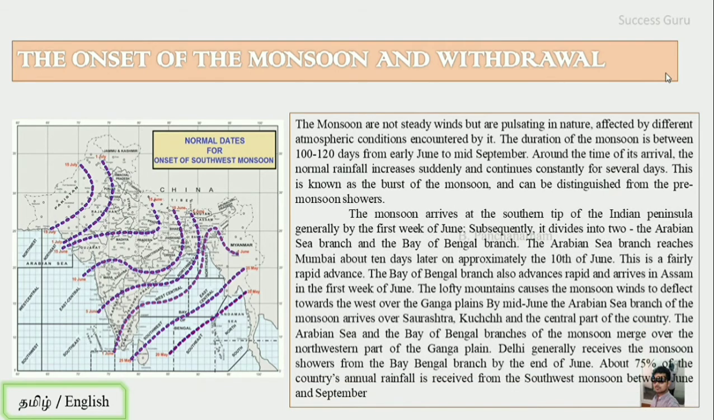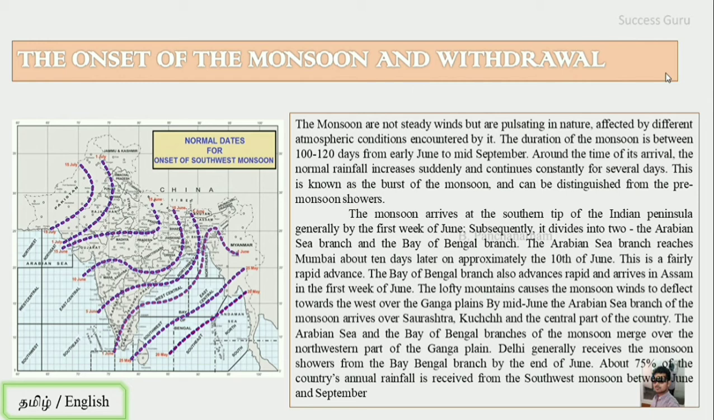The monsoon arrives at the southern tip of the Indian peninsula generally by the first week of June, and subsequently it divides into two, the Arabian Sea branch and the Bay of Bengal branch. The Arabian Sea branch reaches Mumbai about 10 days later, approximately on the 10th of June, and this is a fairly rapid advance, whereas the Bay of Bengal branch also advances rapidly and arrives in Assam in the first week of June. The lofty mountains cause the monsoon winds to deflect.